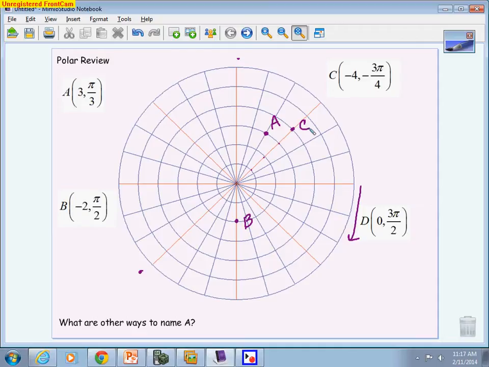And then finally D. D has an angle of 3 pi over 2. However, if you look at the r value right away, you'll realize that we're not extending at all from the pole, which means no matter what the angle is, my D value is going to be right in the center, which we call the pole of the polar graph.